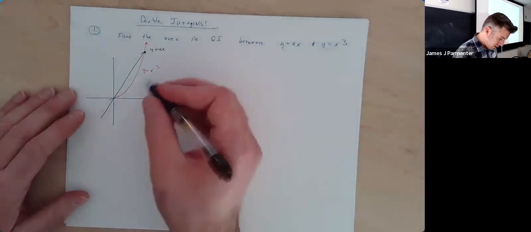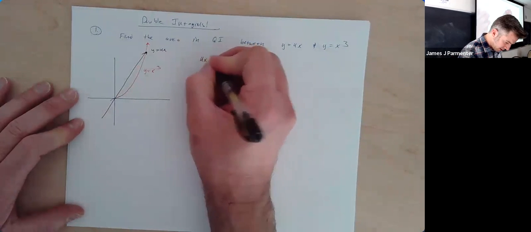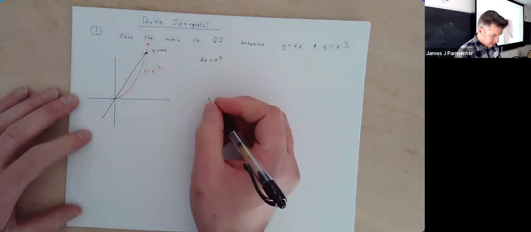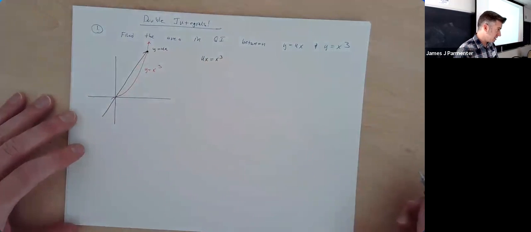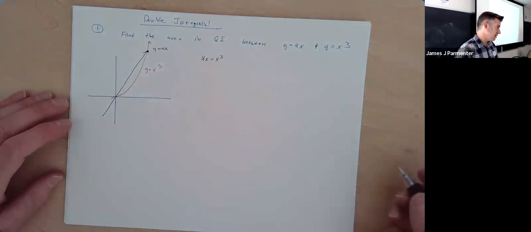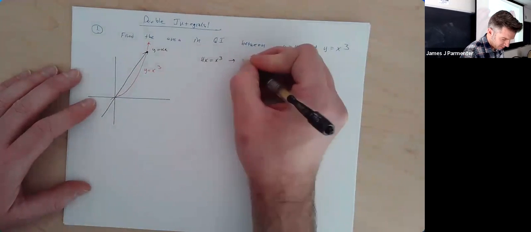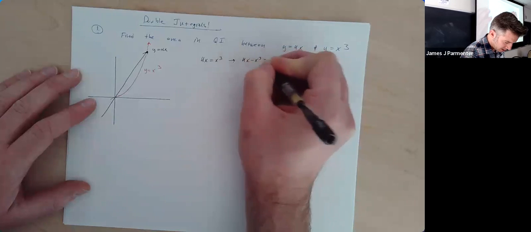And let's see, these intersect. So if I set these equal to each other, 4x equal to x cubed. It's really not a good idea to divide by x. You could, and the x squared equal to 4, and see they intersect at 2 and -2 and also 0 because we divided by x. But the safer bet is to bring everything to one side and then factor.